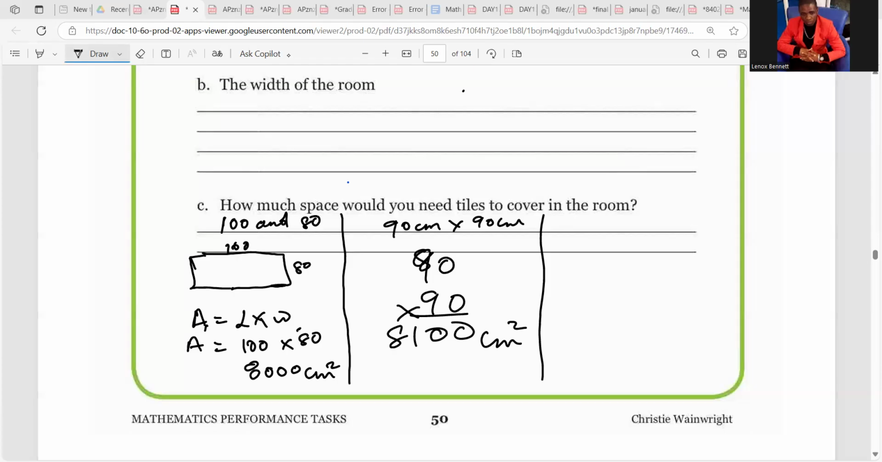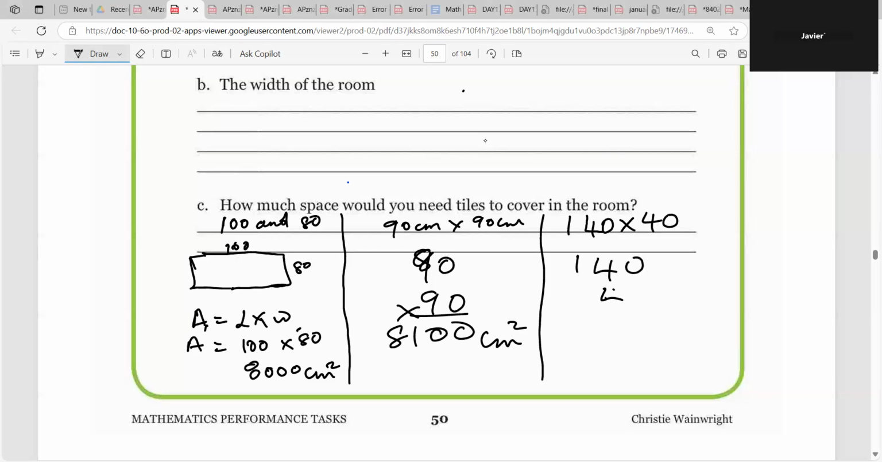Sorry about that, guys. Javier, go ahead. Okay, sir. I did 140 times 40, length multiplied by width. And I got 4,600. No, not 4,600, sir. 5,600 centimeters squared. All right, let me just walk them through that part.